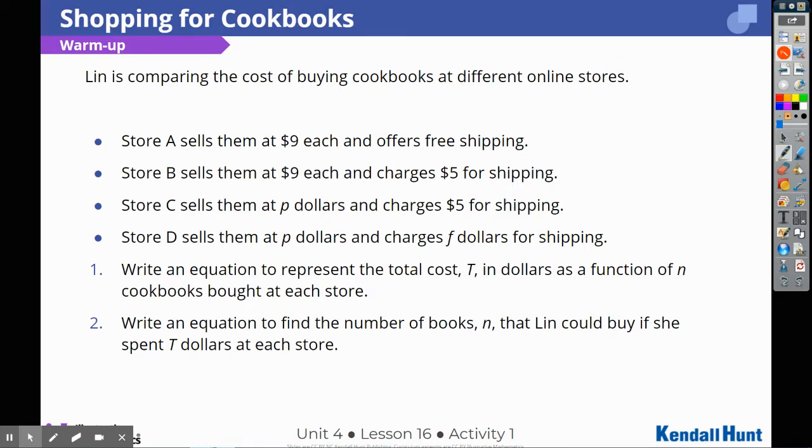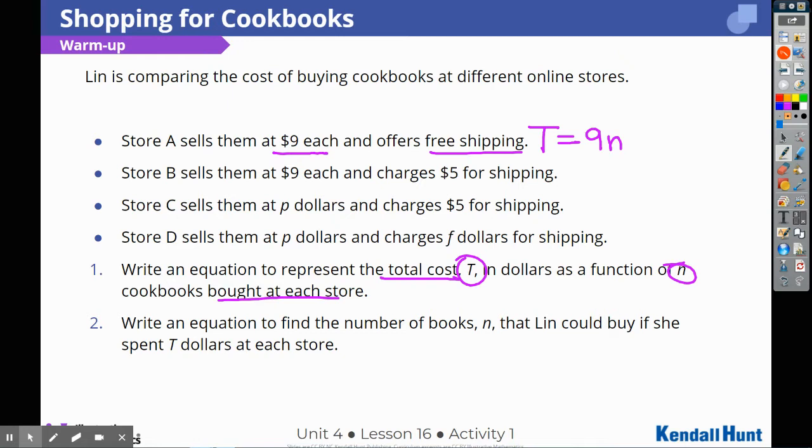So Store A is selling them at $9 each and offering free shipping. If we know that T is our total cost, which was told to you down at the bottom, and you could have seen that on the expressions that you were given, they were all T equals. And then N is the number of cookbooks that each store sold or the person was buying. So the first one was T equals, so the total cost is equal to $9 times the number of cookbooks that were sold. Okay, so that's Store A.